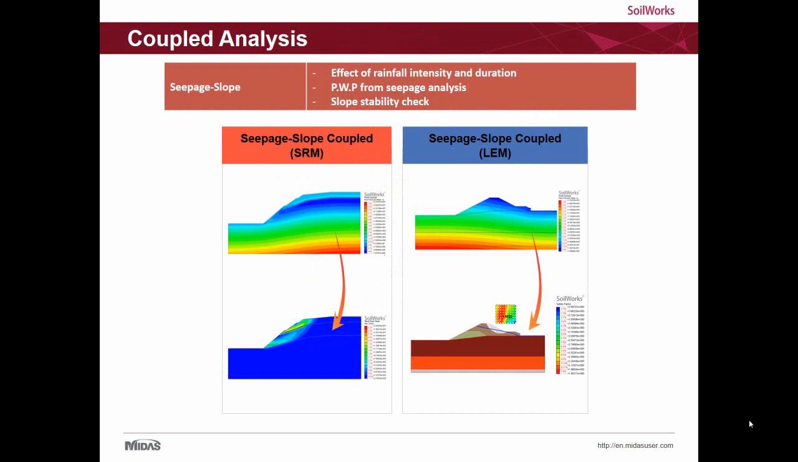In seepage analysis, the effect of rainfall intensity and duration, or steady and transient flow due to water storage, can be considered. Using that, we obtain the pore water pressure, which is then sent to the slope module for the limit equilibrium, strength reduction method, or stress analysis method to get what we need: the factor of safety, stresses and deformations, and that is all considering the pore water pressure result.